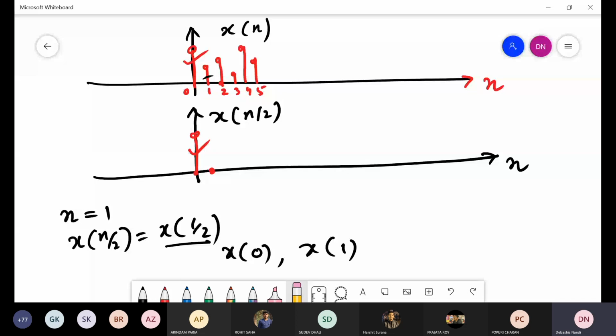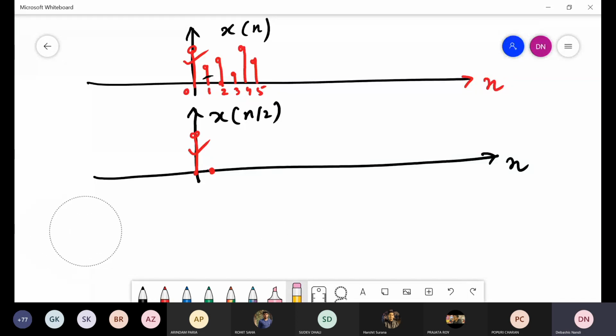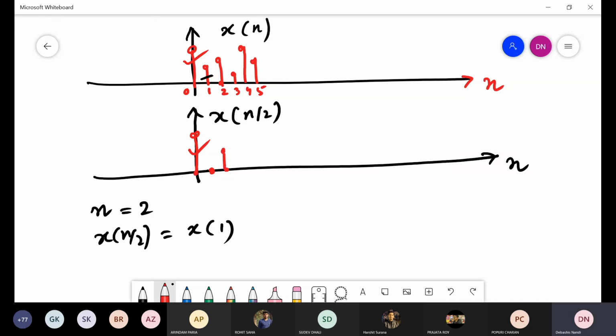Next, suppose n is equal to 2, then x[n/2] becomes x[1]. You know the value of x[1]; this one is the value of x[1]. So at n equal to 2, this value will appear here. Just to indicate this is equal to this, I am putting the same sign here also. So this value is equal to this value.